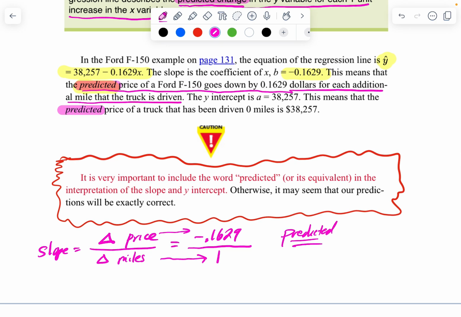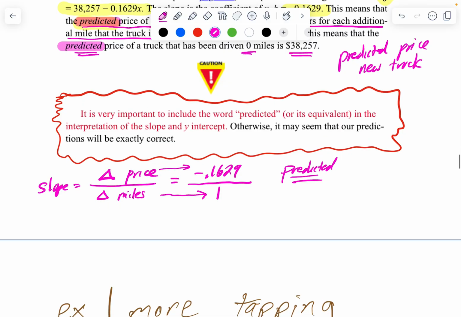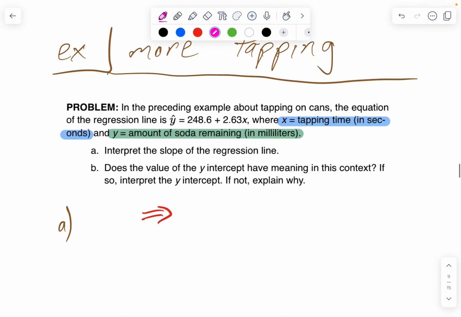Okay? The y-intercept value of 38,257, that's always going to be the predicted value for y when x equals 0. So again, it's a prediction. It doesn't mean it's perfect. But if a truck's been driven 0 miles, we're predicting it's going to sell for about $38,257. Or basically, this would be the predicted price for a new F-150 truck, because new cars have been driven 0 miles, basically. Okay? But again, making sure we're using the word predicted in each of those explanations.